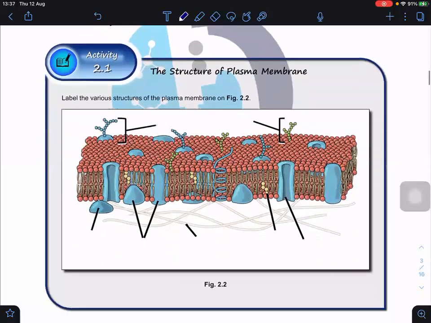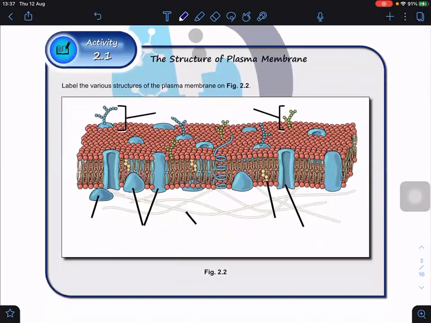So the same diagram appears again. I stop the recording a while so that you can do the labeling. So assume you guys have done the labeling.